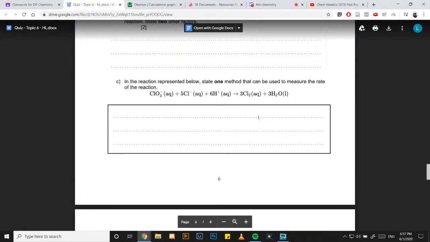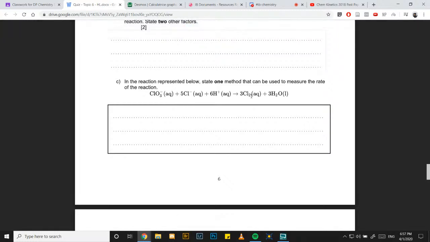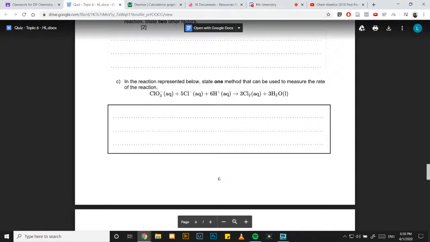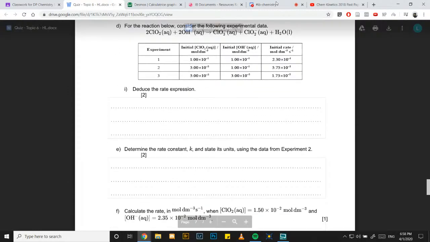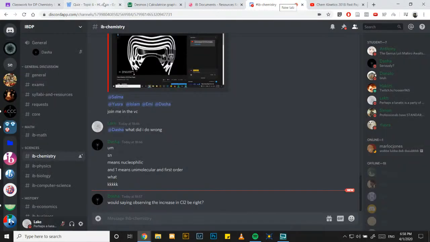No, so you can't say that. Dasha asked if observing the increase in Cl2 aqueous counts. The reason that doesn't count is because there's no way to check whether Cl2 aqueous is increasing. If it was a gas, it would be okay, because you would have chlorine gas coming out of it, which means you could measure with a gas syringe. However, it's aqueous and dissolved into the water, so it's invisible and you can't see it. So that's the answer to your question.